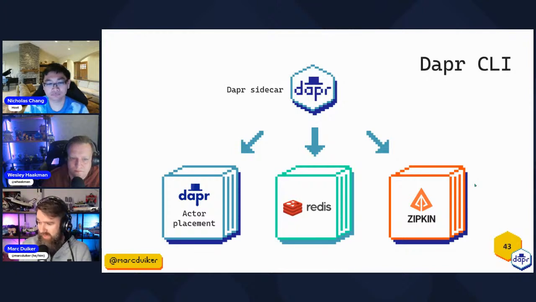But if you install the CLI, you also get some additional containers running locally. The first one is the Dapr actor placement. This is only required when you use the Dapr actor API. I won't cover that in this one. That's actually a whole separate talk. I will be using Redis because Redis is used as the default state management resource, and also the PubSub resource. So I'll definitely use this. And Zipkin is used as the tracing solution, so I'll also show you that.